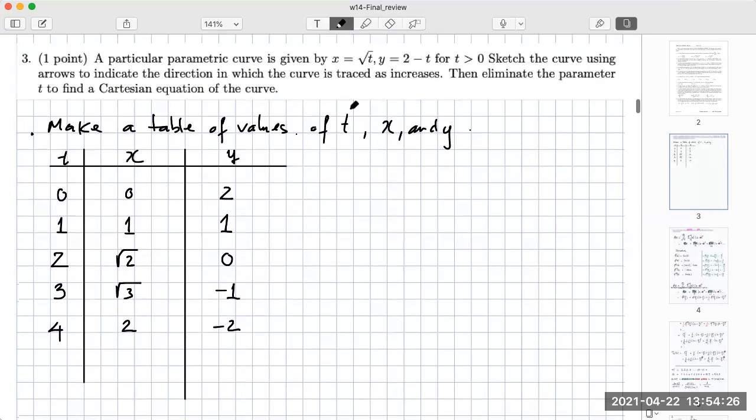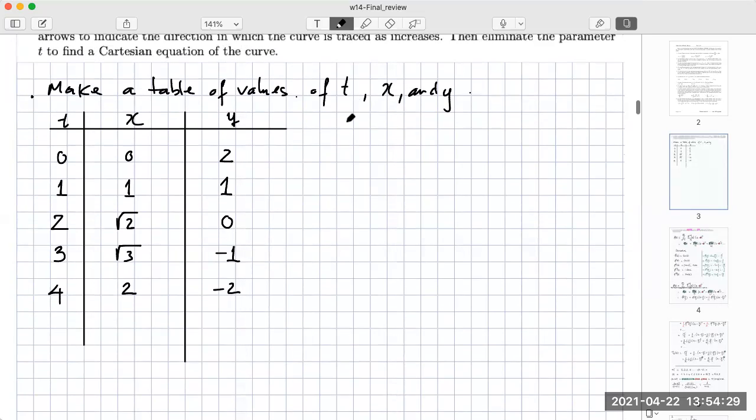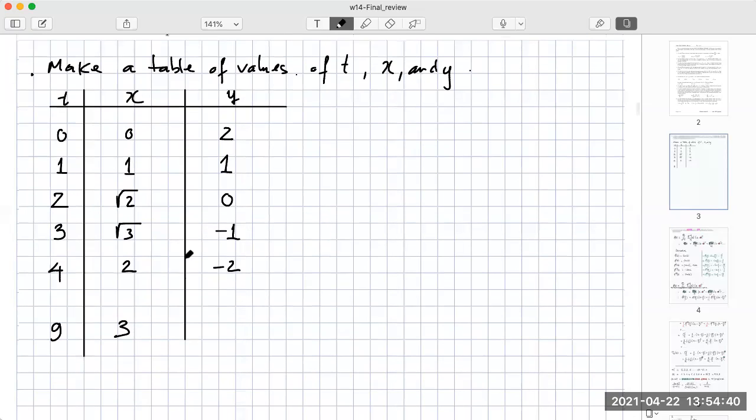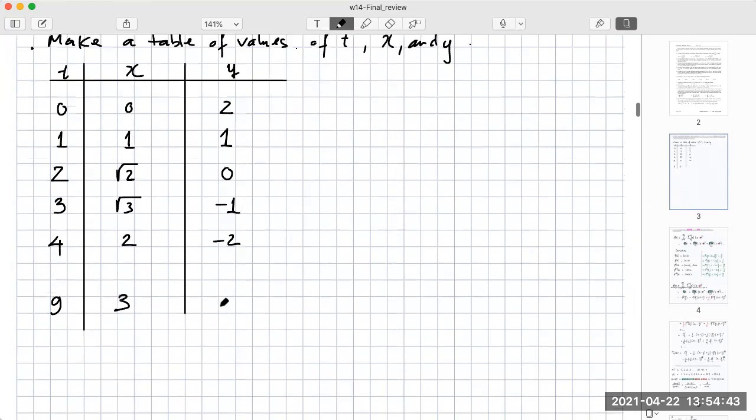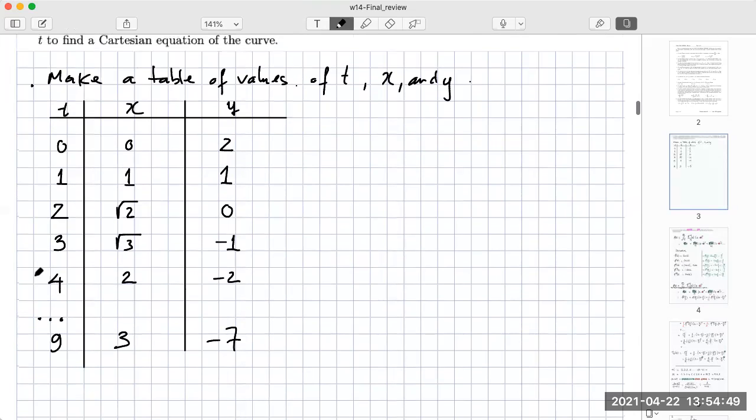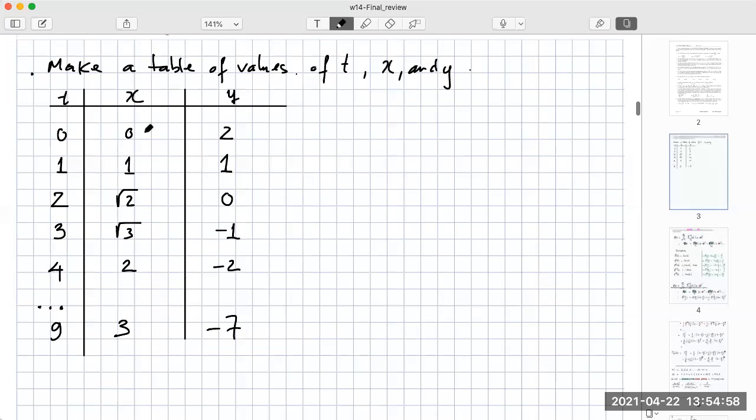We can pick some more values here. If 5, 6, 8, and yeah, etc. Let us say if we pick it at 9, then square root of t will be 3. And what is y? -7. The reason we pick these values is that we try to pick some smart numbers so that we know enough information to draw a graph. Okay. Now we see that x will be in the range from 0 to 3, and y will be from 2 to -7. Okay.